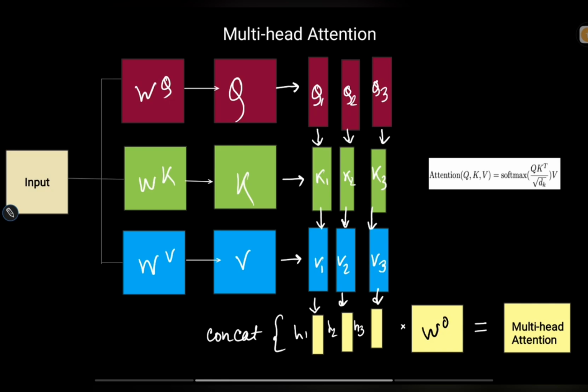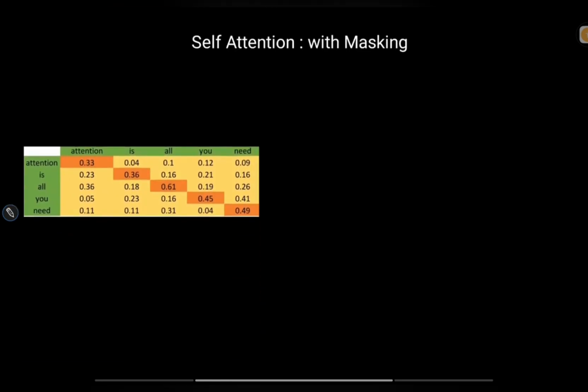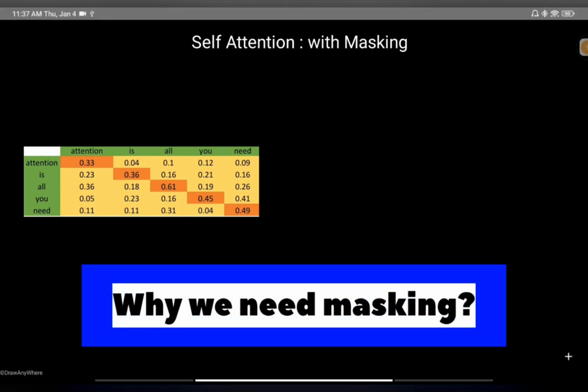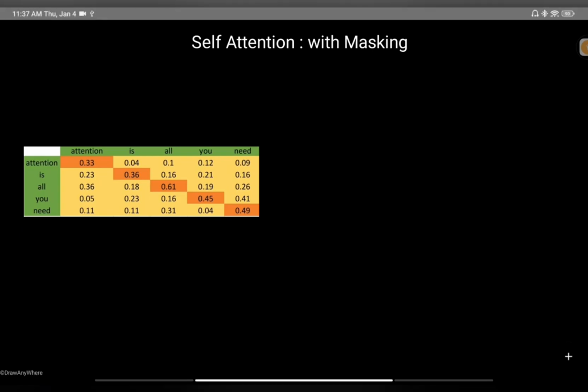So once we have this multi-head attention, let's talk about masked multi-head attention. First of all, why do we need masking? In the encoder side, this is the encoder side example, any of the tokens can look into the past tokens, the previous tokens, and also into the future tokens.